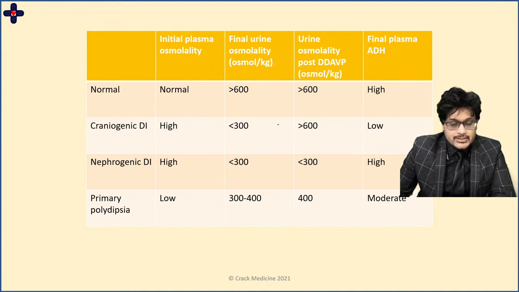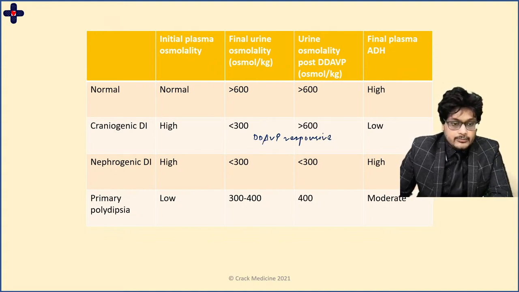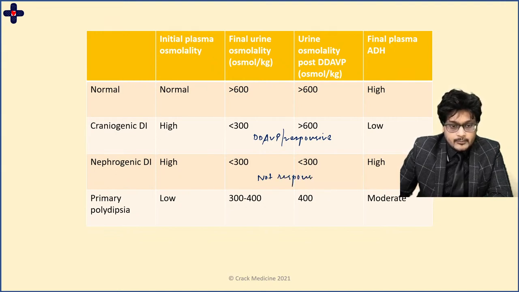Okay, so once your kidneys are responsive to DDAVP, that means it is craniogenic. That means the kidneys are all fine. It is the lack of ADH that is driving the DI over here. Let's talk about nephrogenic. In this, the kidneys will not be responsive. It just remains the same as it was previously. So final plasma levels will be corrected in craniogenic, will not be corrected in nephrogenic. I hope that's clear.